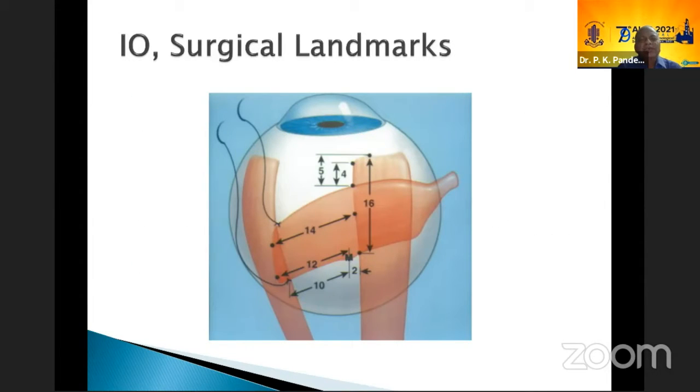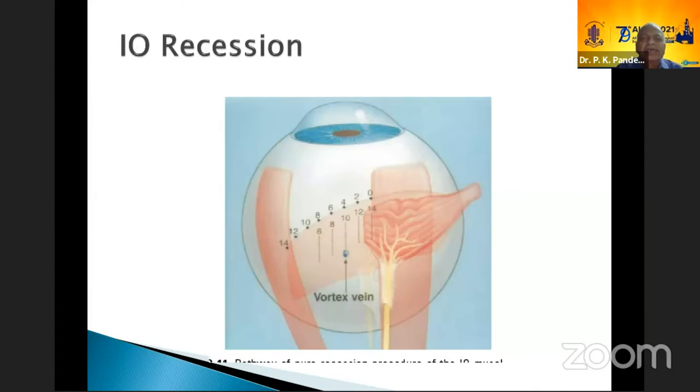Now, the landmarks she has already talked about, Dr. Savlin, as we have seen earlier. Also, there is a pseudo insertion, and then the dimensions are there. For recession, you should stick to that line. If you come anterior, then obviously there is going to be anteriorization, and there is going to be more effect. This is again showing the same thing.